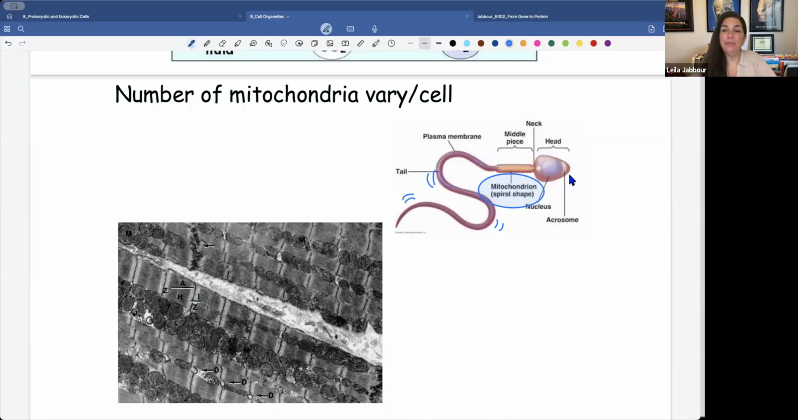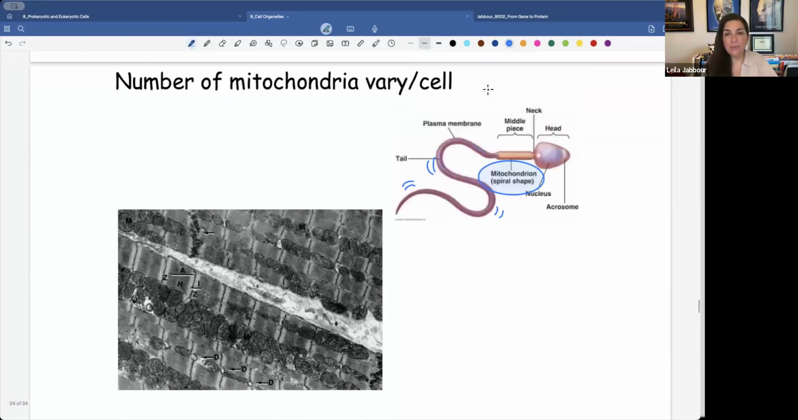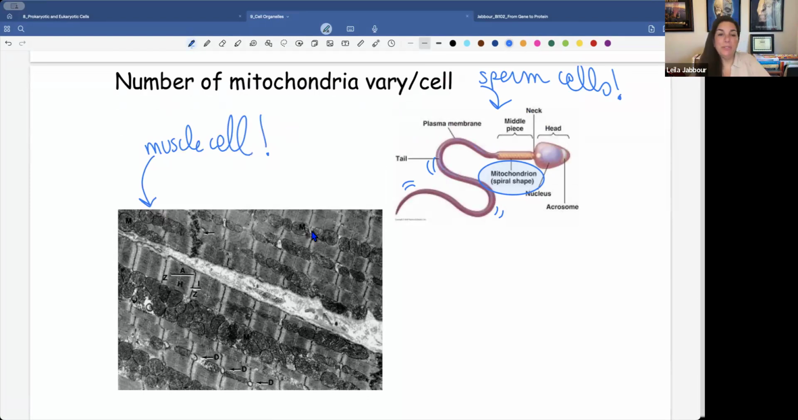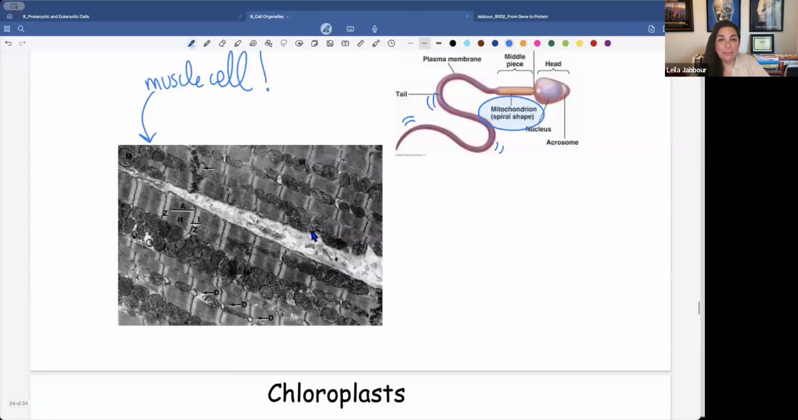So in the future, we'll talk more about what's going on inside the head of a sperm cell. We'll see it's literally made of just the nucleus. And then here's a type of lysosome called the acrosome. And that's it. And lots of mitochondria in the midpiece, and then a big tail that will help the cell move forward. So who needs mitochondria? Sperm cells, and also muscle cells. Lots of energy is needed by both of these cells that are doing two different things, but they both need energy.